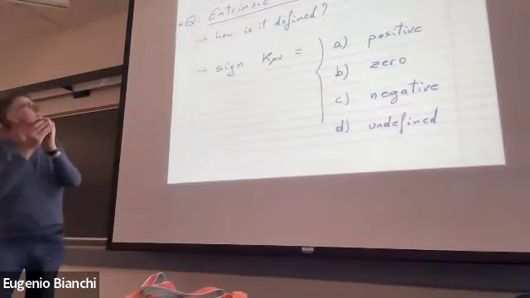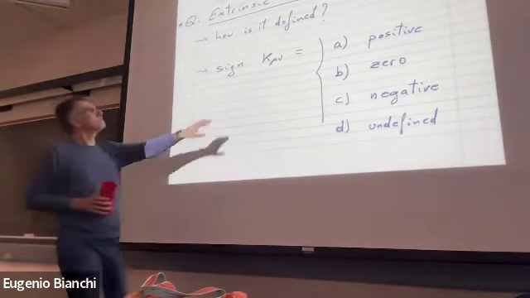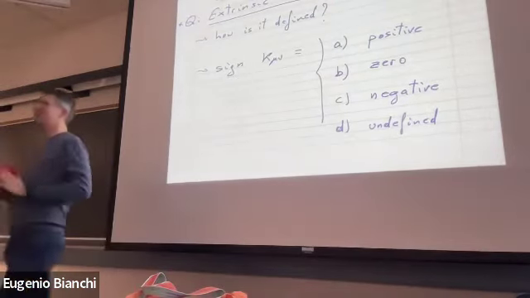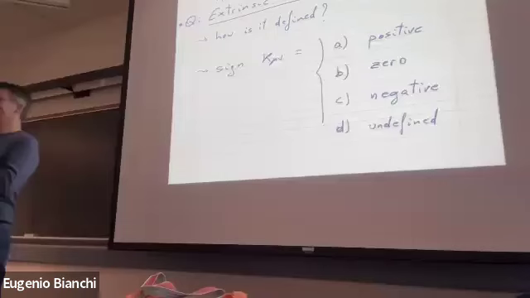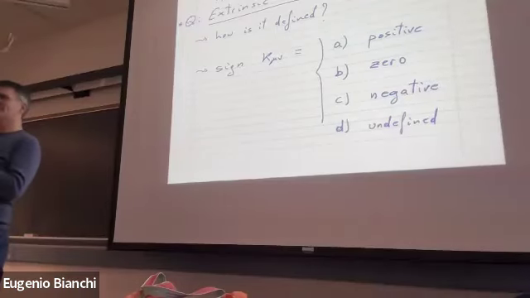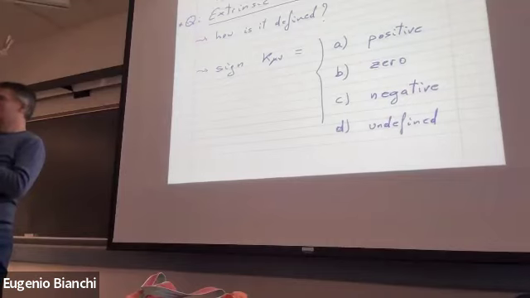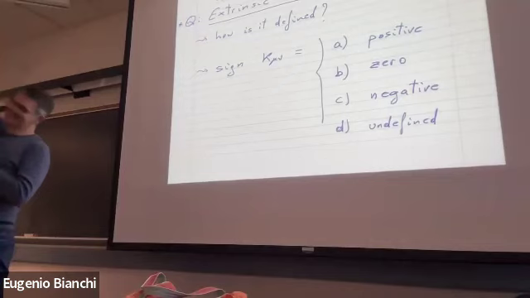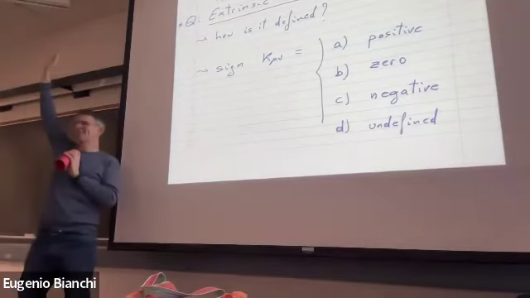Extrinsic curvature, K mu nu. Is it positive? Is it negative? Is it 0? Positive? The sum of the 3 has to be everybody. Let's participate. Is it positive?